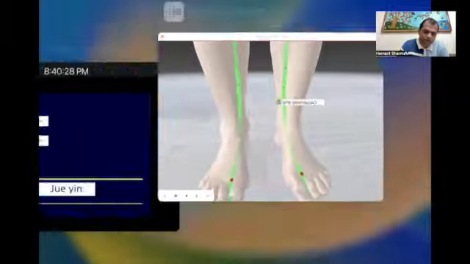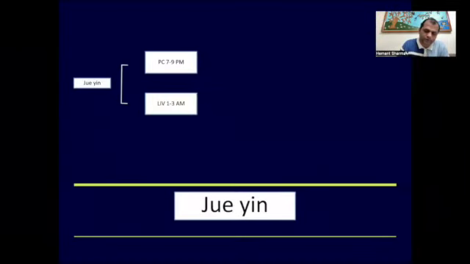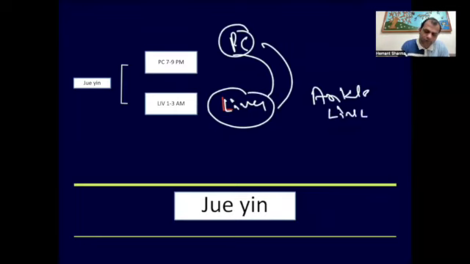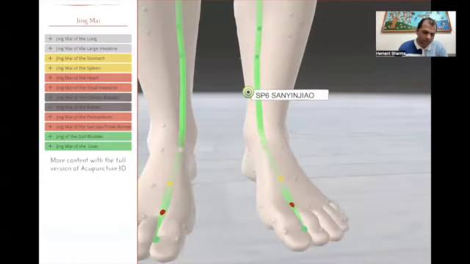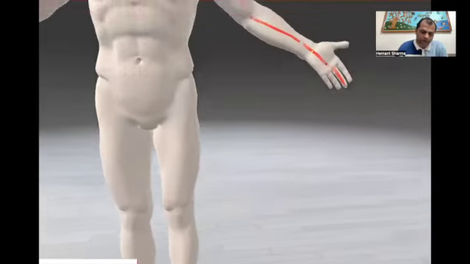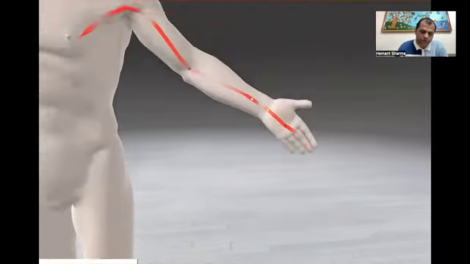Where to treat? As per Dr. 10, the problem in the liver will be treated by pericardium. The problem of the pericardium will be treated by liver. So if the problem is in the liver at the ankle joint, at the location of liver 4, we will take the support of pericardium. And we just saw where the pericardium meridian is. The pericardium meridian is found in the arm. So we will treat in this meridian. We will shortly see where we'll treat.